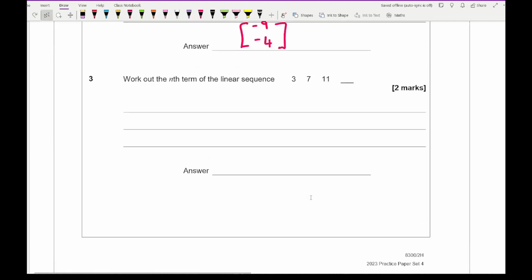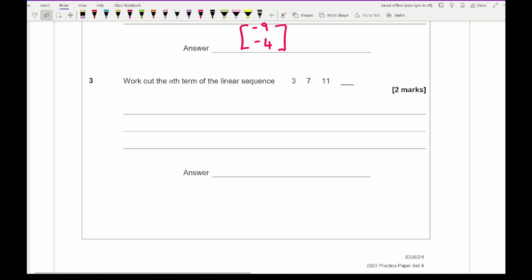Then moving on to question 3, it says work out the nth term of this linear sequence. So for this, what we need to do is work out the difference between the term to term, which is plus 4. So that means that 4n is going to be in the formula. And then what we need to do to get from the 4 to the first term, which is a 3, well, we need to take away 1. So that means then that the nth term is going to be 4n minus 1.